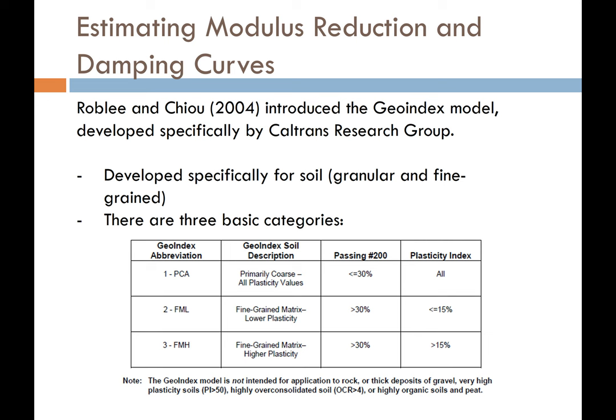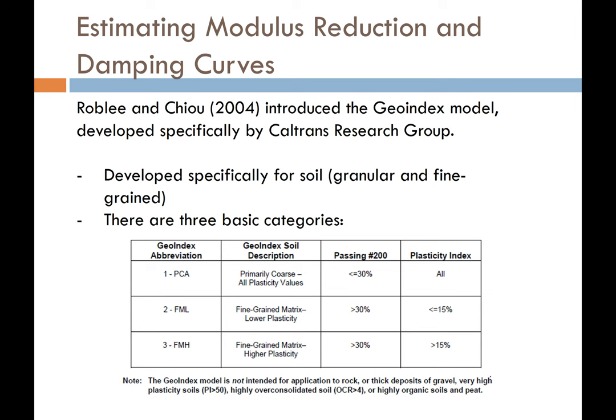The way it works is we're going to divide up the soil into three basic categories. Category one, or PCA, is primarily coarse-grained soil. So these are sands, gravels, even coarse silts, I would almost say, if it behaves like a sand. Category two, FML, is going to be fine-grained, low plasticity soil, so a fine-grained matrix, low plasticity. Here are the Atterberg limit properties and the fines content properties that define whether or not a soil should be in category two. Category three is going to be a fine-grained, high plasticity matrix soil. So we're going to have more than 30% passing the number 200 sieve, and we're going to have a plasticity index greater than 15% in the soil.